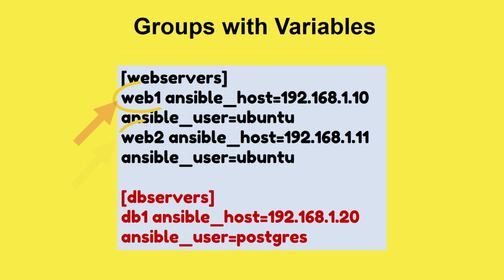Take a look at this inventory. Here web1 and web2 aren't host names, they are aliases. Ansible uses the ansible_host parameter to connect to the actual IP address, and instead of relying on your system's default user, it logs in as the ubuntu user. Same goes for the database server. Even though we call it db1 in our playbook, Ansible connects to its IP address as the postgres user. This approach gives you clean, readable playbooks while keeping connection details.